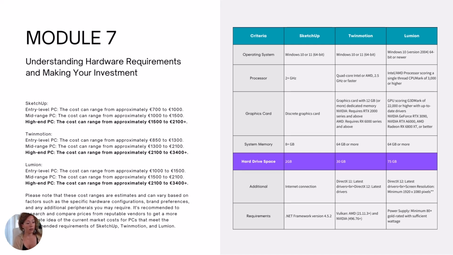So in terms of PC requirements, the difference between Twinmotion and Lumion is not a lot, except for the hard drive disk space that you need to have. Everything else, again, in the workbook, I have all this information.